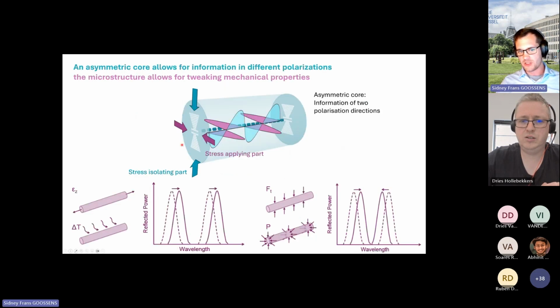Now, with these specialty optical fibers, there are ways to design these microstructures in such a way that you can distinguish between strain and temperature, but then we're not talking about standard optical fibers anymore. Then we are going a bit more advanced into these specialty optical fiber sensors.